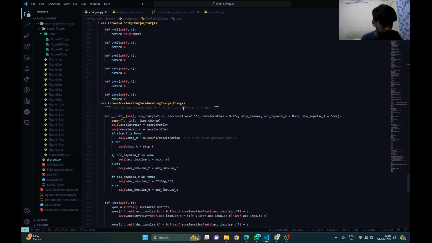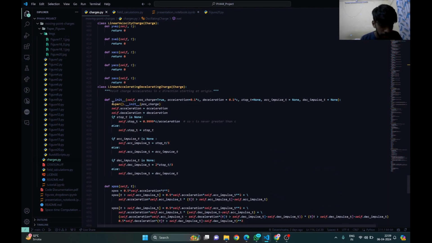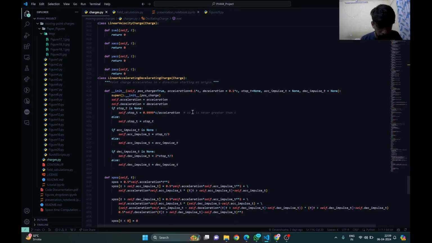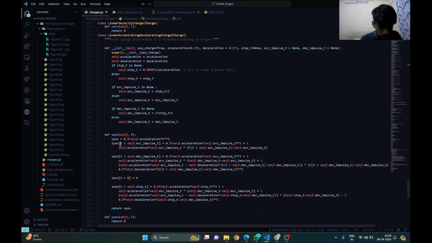It's very easy to create a new class. All you have to do is define an initialize function and define the necessary parameters in the charge function, such as whether the charge is positive or not, and what the x position is at any given time. Note that t, which is given, will be a numpy array.